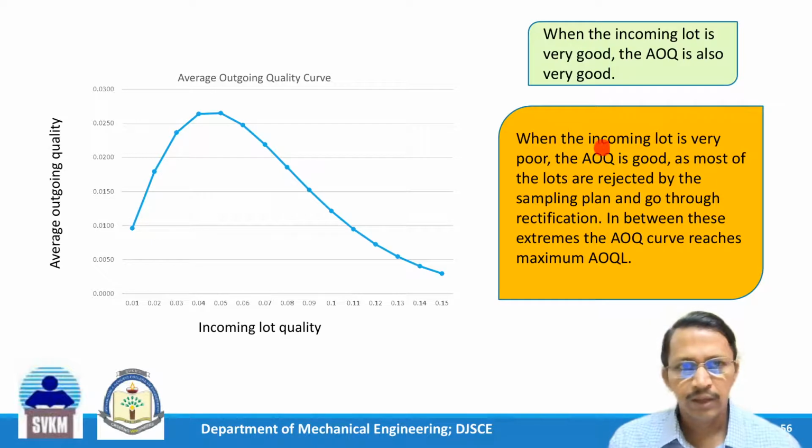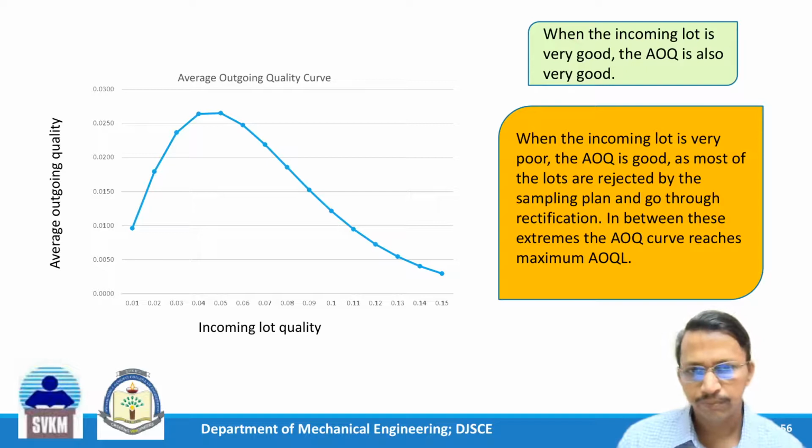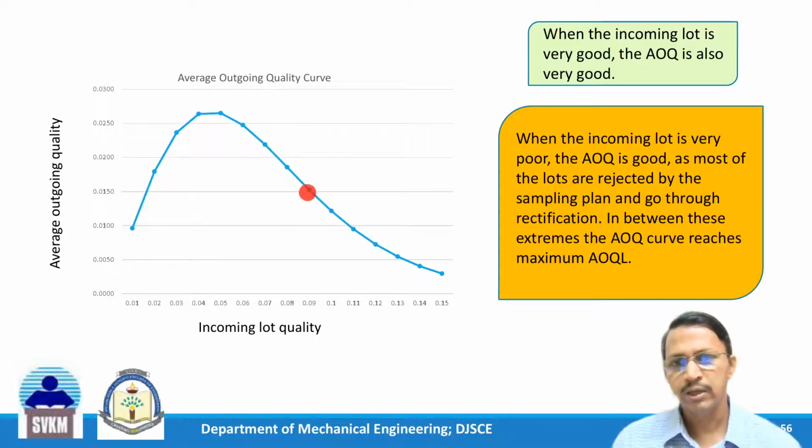Then when the incoming lot is very poor, the AOQ is good. When incoming lot is poor means that incoming fraction defective is more. Say for example, now you take this, say 9%. You can see what is the outgoing quality, it is 1.5% fraction defective in the outgoing products. So it is still good. Even though incoming quality is bad, average quality is good. So that is what is mentioned in this point.